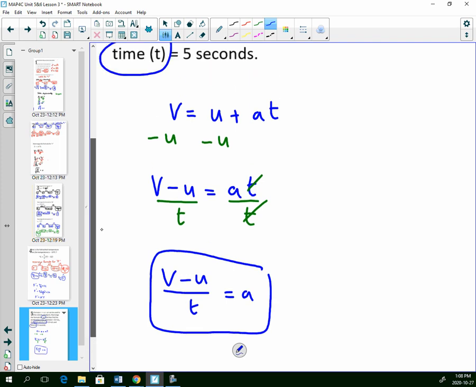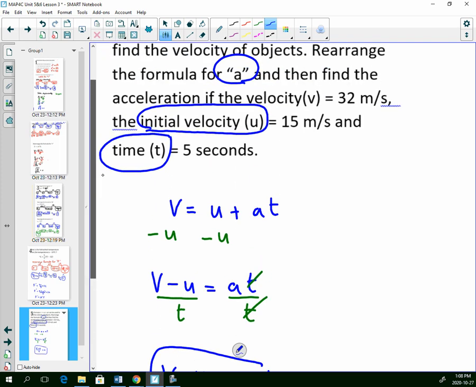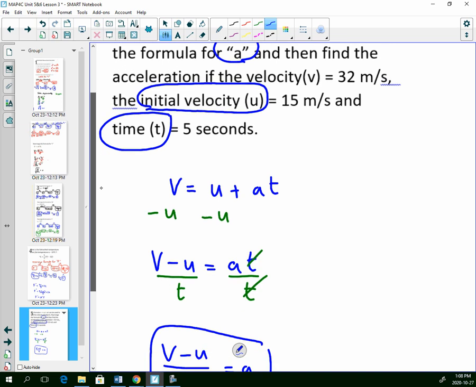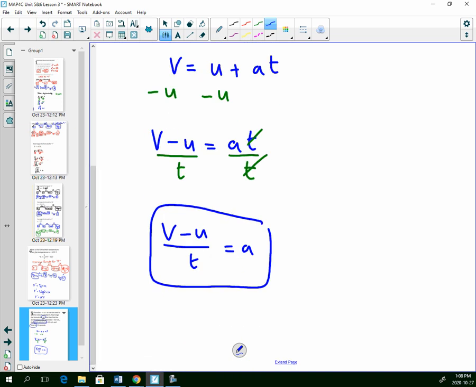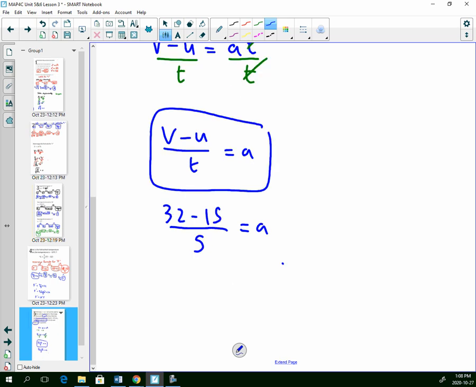And then once you have isolated for A, we can put in the numbers. It wants us to find A if velocity is 32 and initial velocity is 15, over a time of 5 seconds. So let's see what the acceleration is. And acceleration is 3.4 meters per second. Okay, so some of these word problems will ask you to isolate or rearrange first, and then you are going to substitute in after.